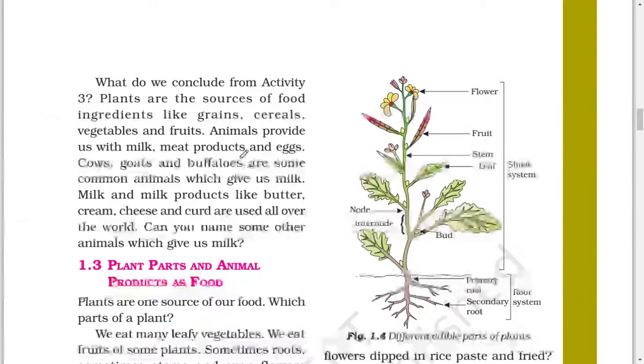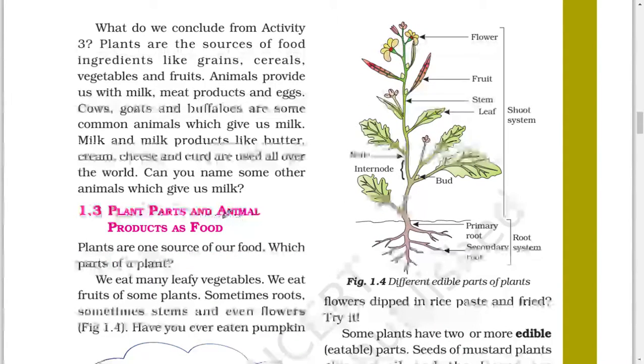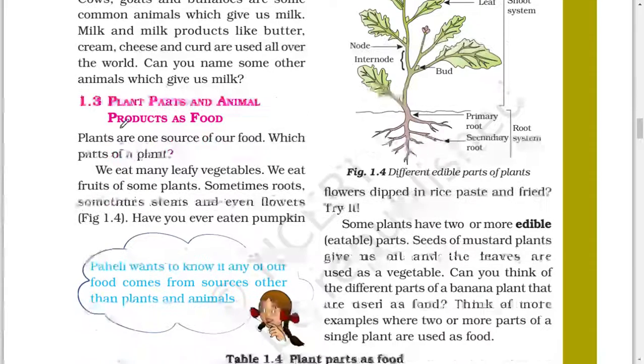What do we conclude from activity 3? Plants are the sources of food ingredients like grains, cereals, vegetables, and fruits. Animals provide us with milk, meat, and eggs. Cows, goats, and buffaloes are some common animals which give us milk. Milk and milk products like butter, cream, cheese, and curd are used all over the world. Can you name some other animals which give us milk? Plant parts and animal products as food.